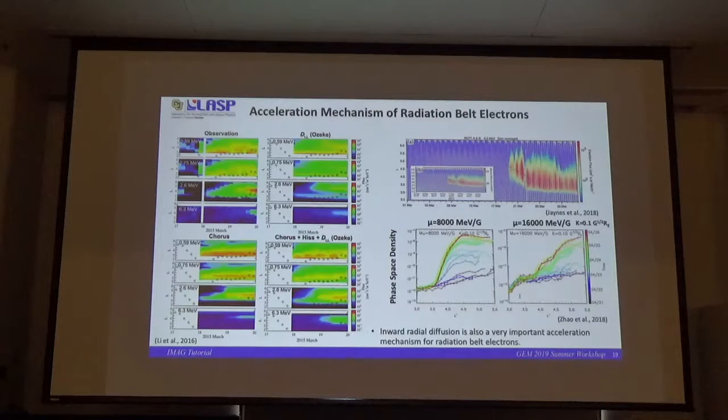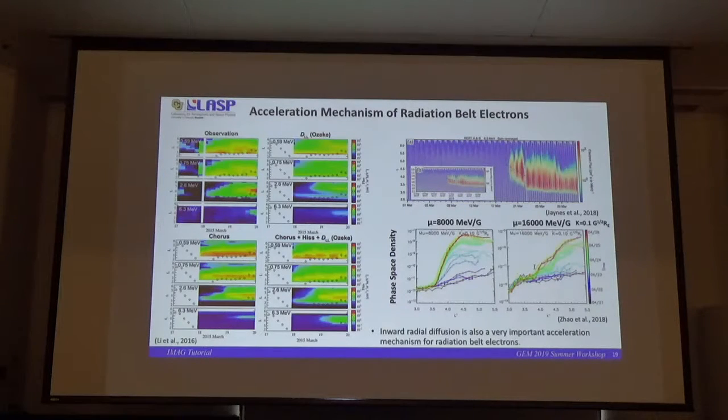Similarly, we published a paper last year focusing on the evolution of phase space density during a small to moderate storm. As you can see here, for 8,000 MeV per G electrons, which corresponds to about 3.5 MeV at L* about 4.5, we can clearly see a growing local phase space density peak during this small to moderate storm. This suggests that during this time, local acceleration is the most influential acceleration mechanism for these particles.